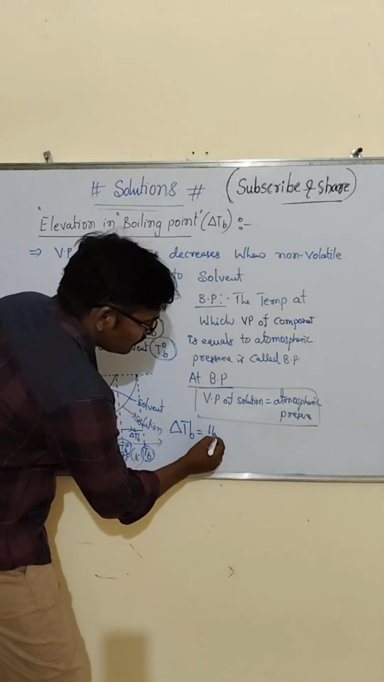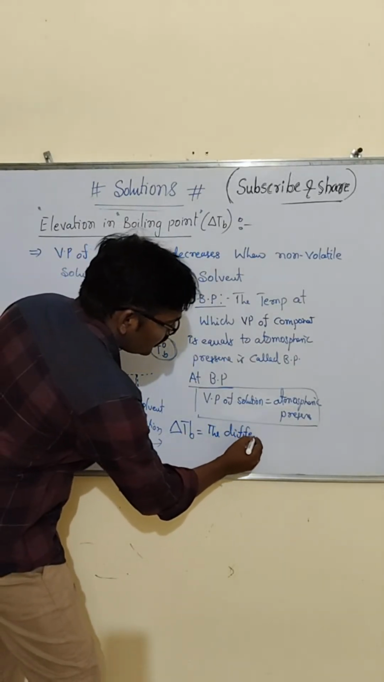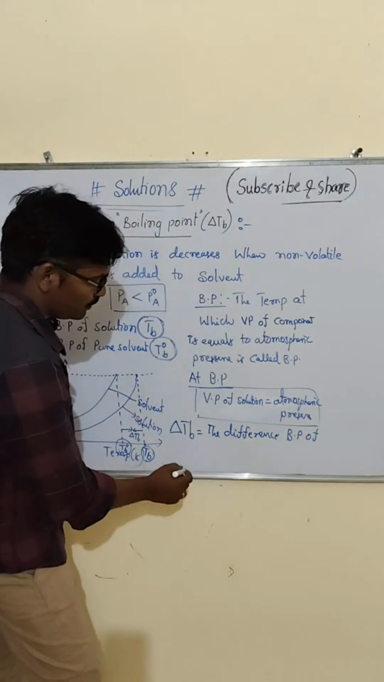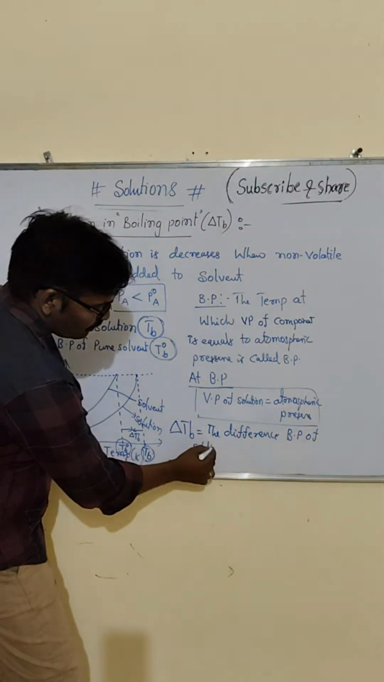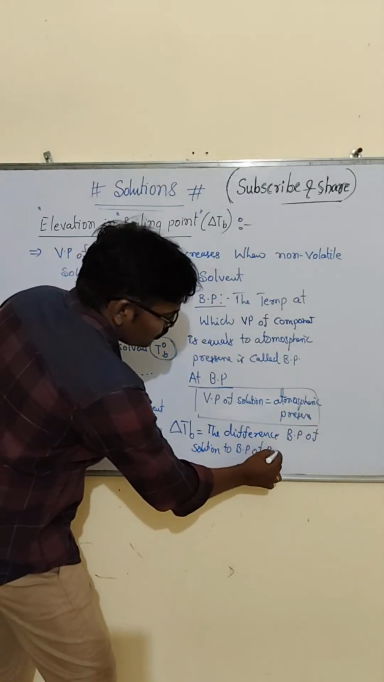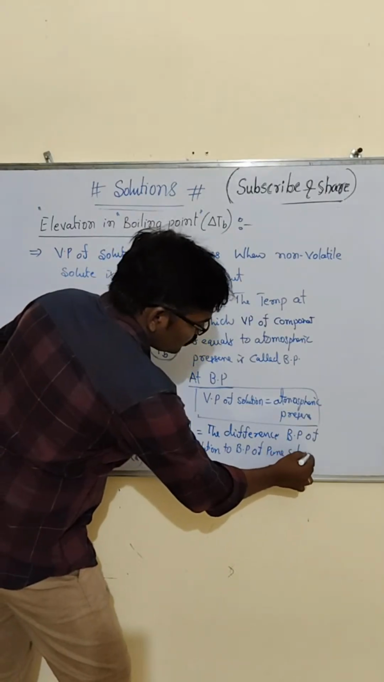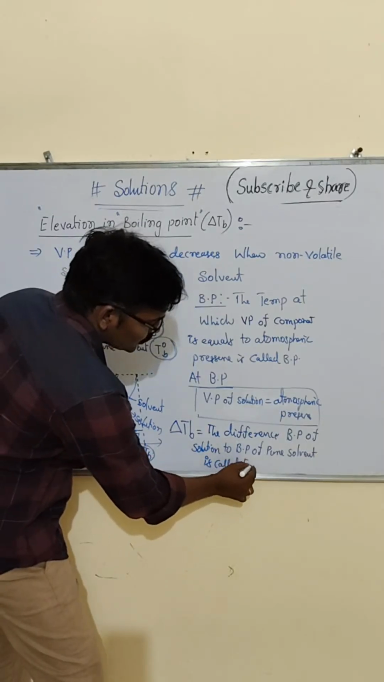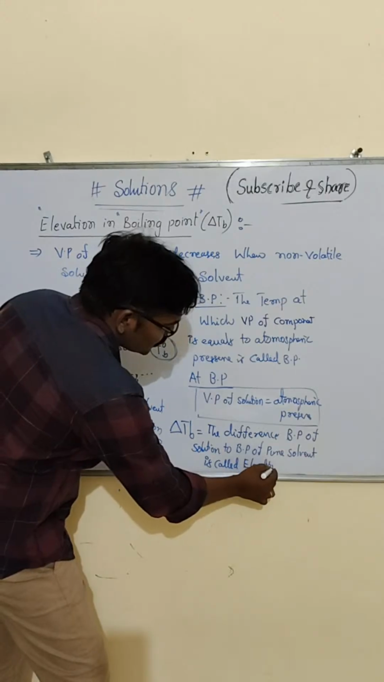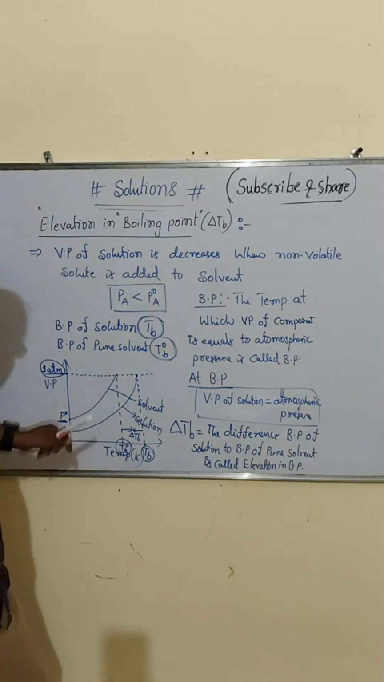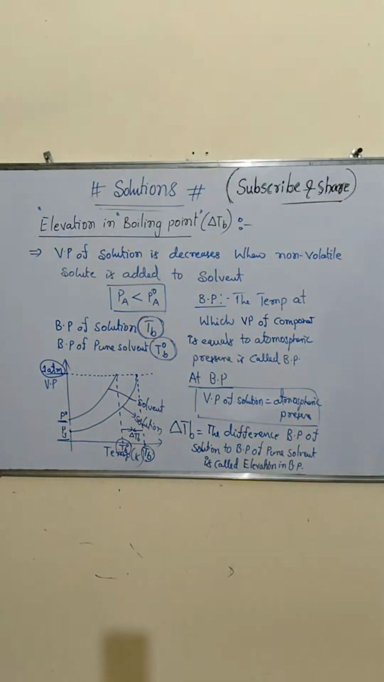The difference between the boiling point of solution and the boiling point of pure solvent is called elevation in the boiling point. Remember, elevation in the boiling point. So note down this graph and whatever points we have discussed.